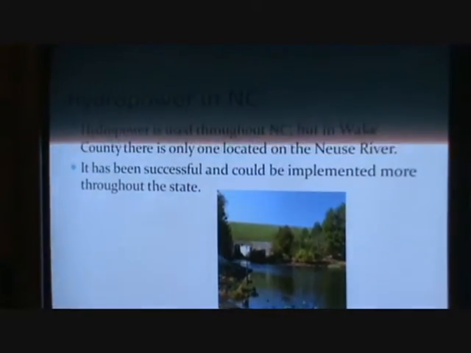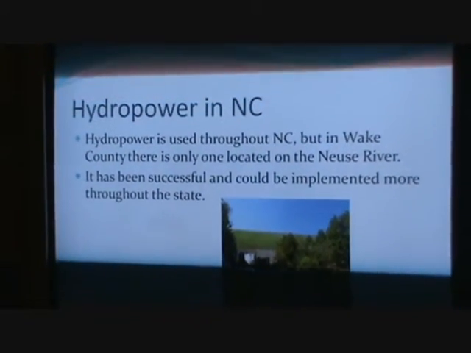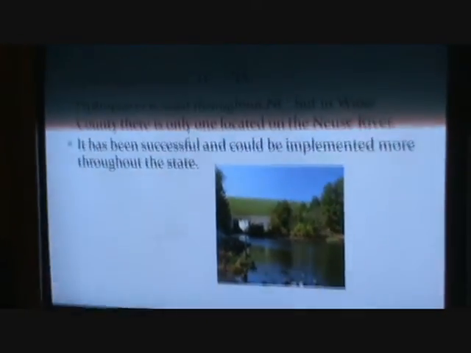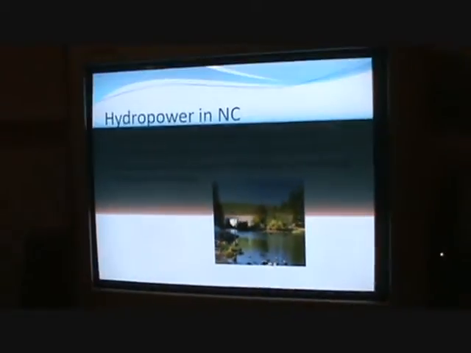Hydropower, North Carolina. Hydropower is used throughout North Carolina, but in Wake County there's only one. It's located on the Neuse River. This has been successful and could possibly be implemented more throughout the state. And here you have a picture of the Neuse River Dam, which we did our video at.